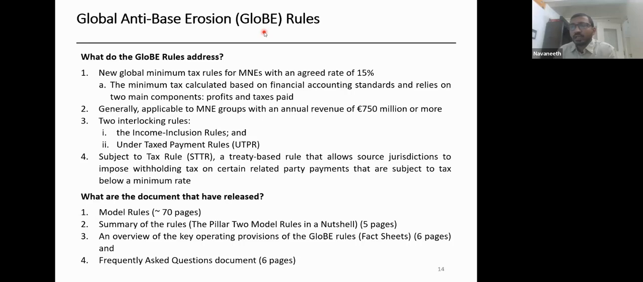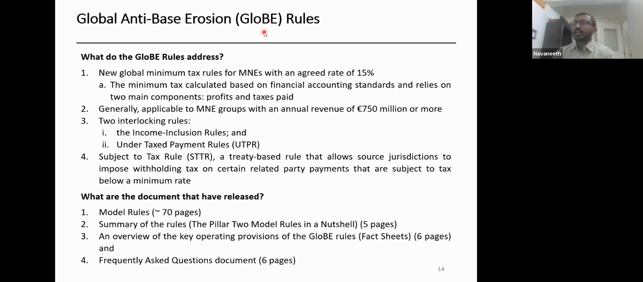The rule contemplates two interlocking rules. One is called the income inclusion rule, and the other is a backstop or a preventive mechanism called the undertax payment rule. Very simply put, if a particular jurisdiction has a rate which is lower than 15%, then the income inclusion rule will kick in. That would mean that the overseas holding entity, the ultimate parent of this entity, would now include the income of this entity and pay the differential tax or the shortfall in taxes.